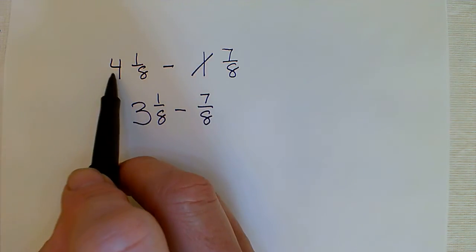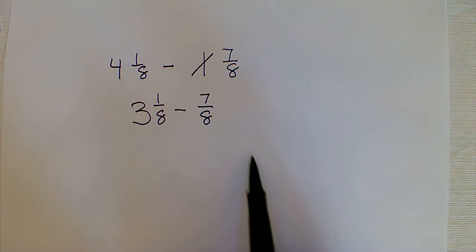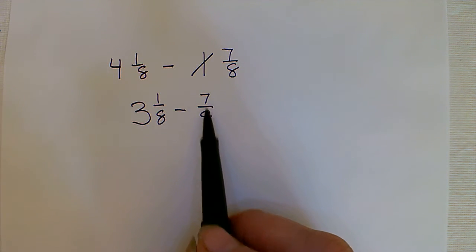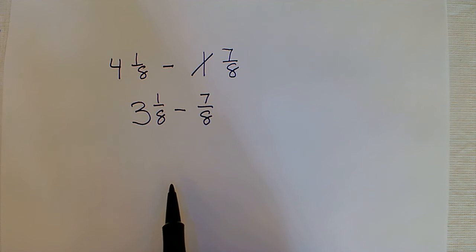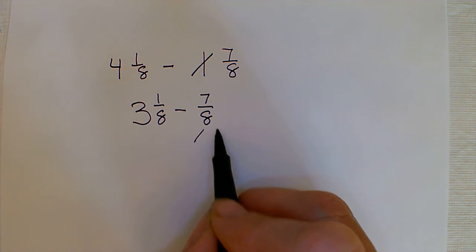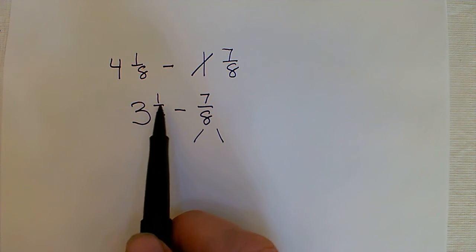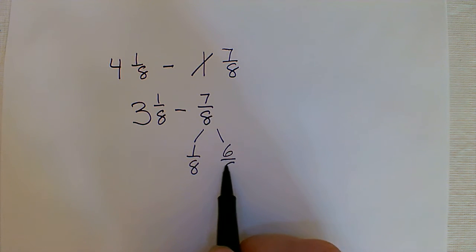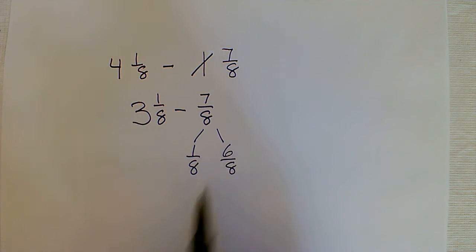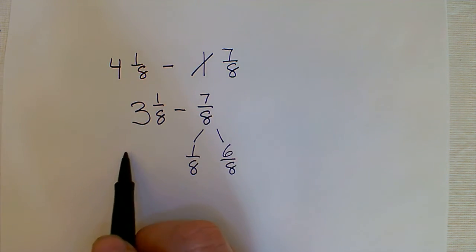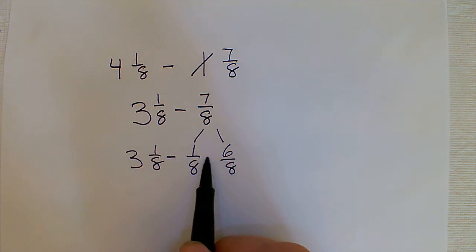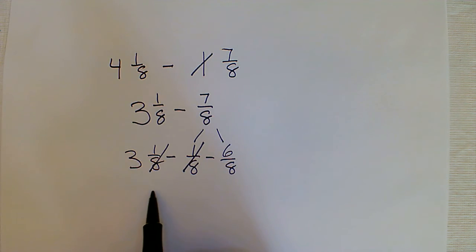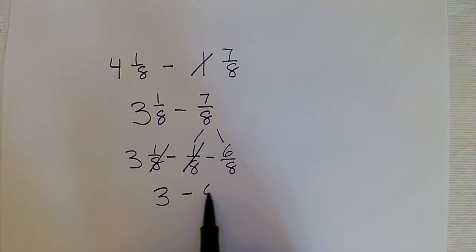So I had 4 1/8, I took away 1 to get 3 1/8, and now I have 3 1/8 minus 7/8. Now, I cannot take 7/8 away from 1/8. 1/8 minus 7/8 is just not going to work. So I need to decompose 7/8. And remember, we want to be able to subtract that 1/8 out. So I'm going to put 1/8 and 6/8. So 7 becomes 1 and 6. So now we have 3 and an 8, and we're subtracting these out. So now 1/8 minus 1/8 leaves me with 3 minus 6/8.